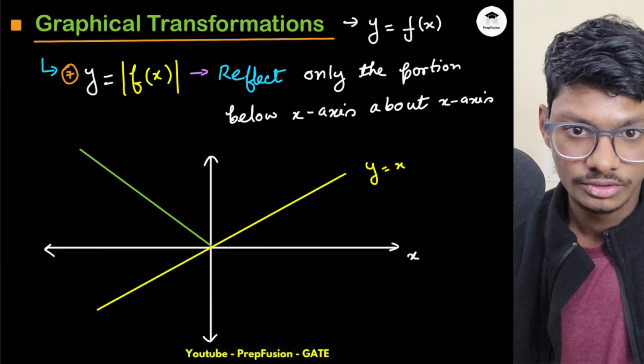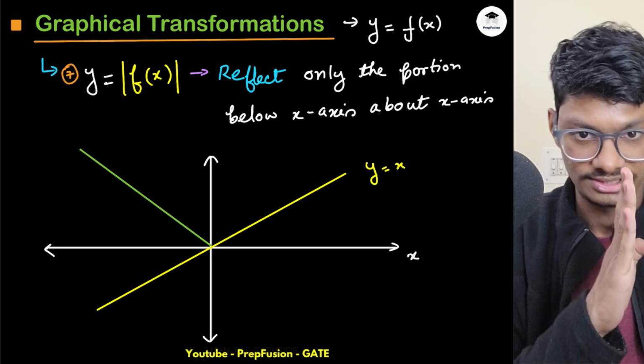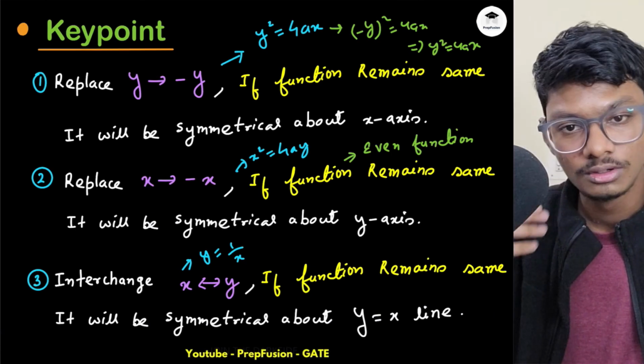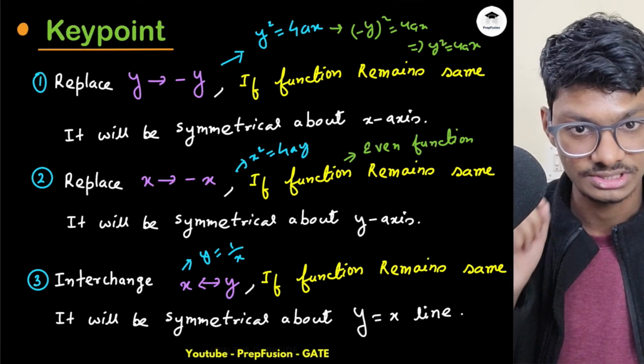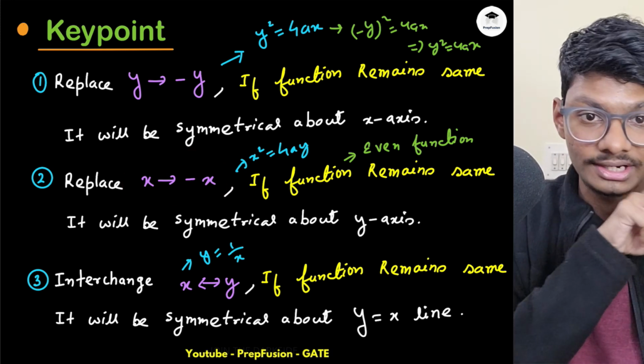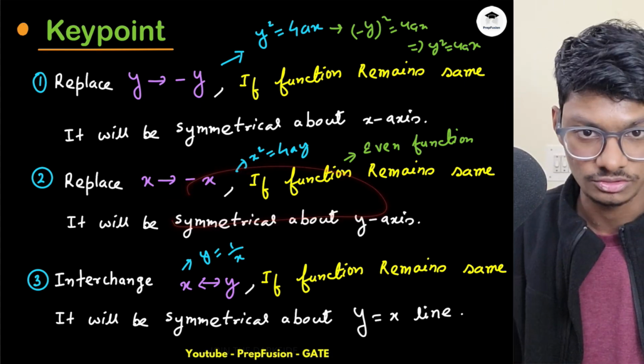And even and odd functions you already know: an odd function is symmetrical about the origin, an even function is symmetrical about the y-axis. From here itself we do the same thing. To check whether the function is even or not, we simply replace x with minus x, and then check whether the condition f of x equals f of minus x follows or not. That is what this is also saying to us.